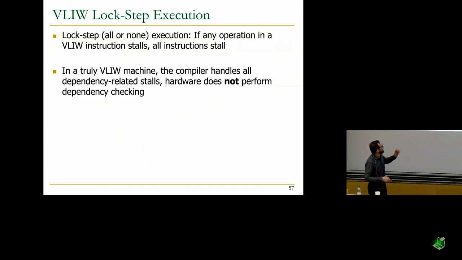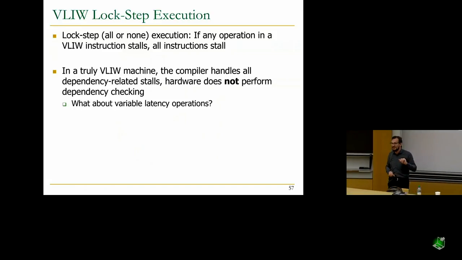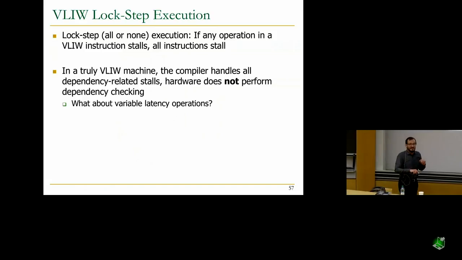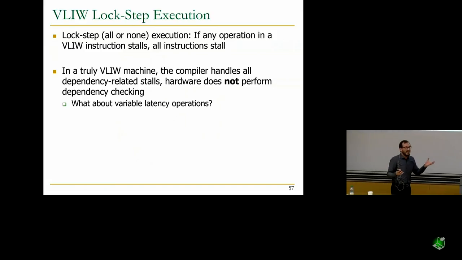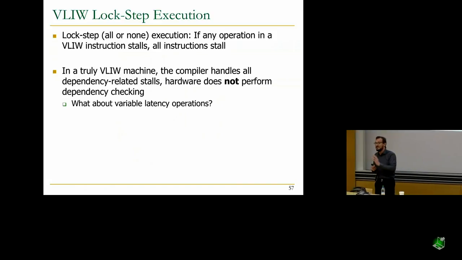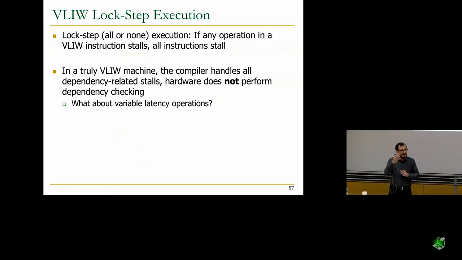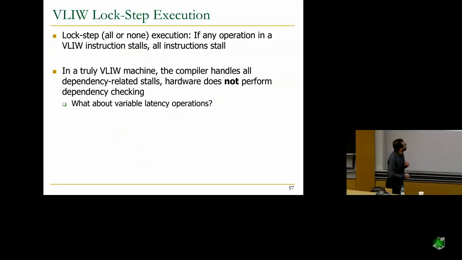Now, there's a problem here. What if you have variable latency operations? We discussed this earlier. It's very difficult for a compiler or software to predict what is going to be short latency or long latency if you have variable latency. Sometimes the memory takes 5 cycles, 10 cycles, 100 cycles. You have a problem in code scheduling. How many instructions do you need to reorder? You don't know, right? That's the problem, actually.